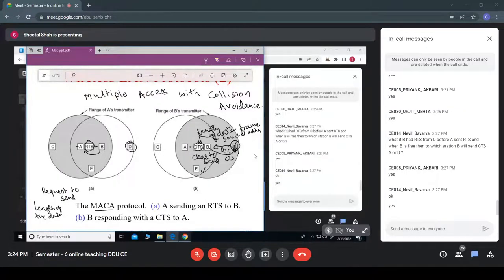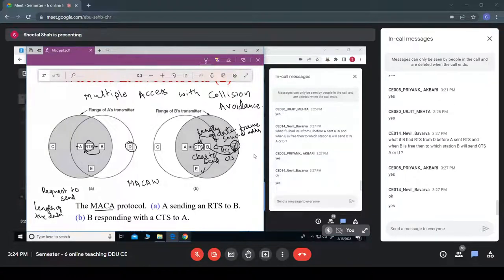The next, there are some refinements which are made to this MACA, which is also known as the MACAW. In this MACAW, that is MACA for wireless LAN, all these concepts are used for the wireless itself, but they have made some refinement for this and they gave the new term MACAW, that is multiple access with collision avoidance for wireless.